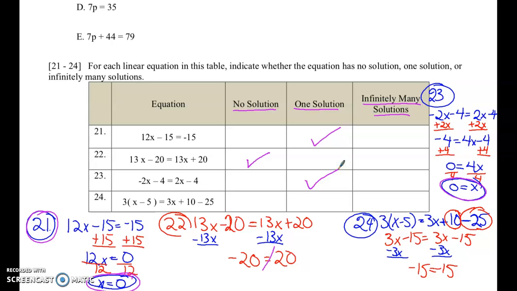Looking at number 24, we're left right here with negative 15 equals negative 15. Variables canceled, we're left with a true statement. So that means that it is infinitely many solutions.